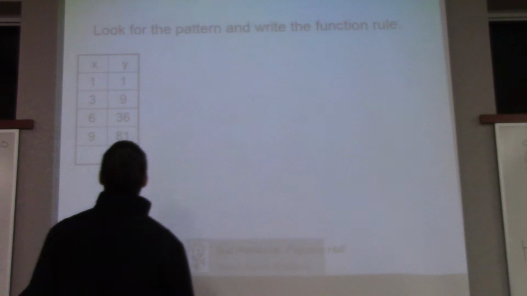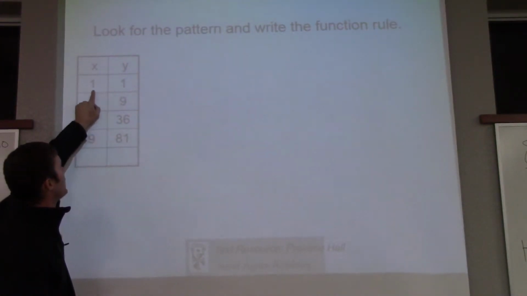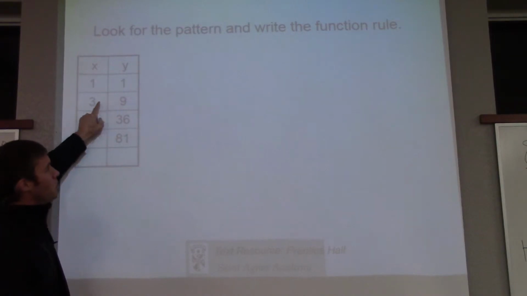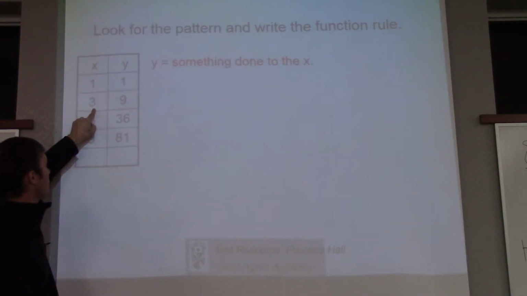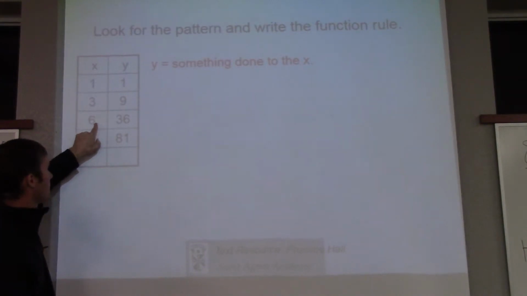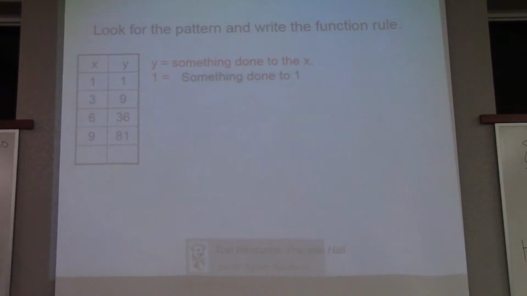Well, that becomes an issue. If you look at these type of numbers, how do I go from 1 to 1? Well, I can multiply by itself. 1 times 1 is 1. 3 times 3 is 9. 6 times 6 is 36. 9 times 9 is 81. So what we're doing is multiplying by itself. So my rule is going to be y is equal to x times x, or we'd say x squared.